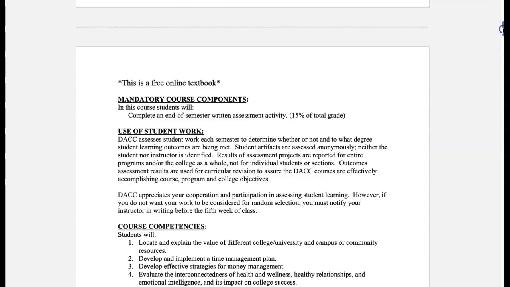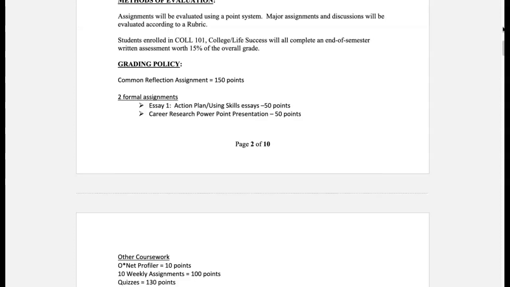One of the things that you want to be aware of is that this does have a mandatory assignment, and this assignment is assigned to all College 101 classes. Basically, you have to write an end of semester reflection, and this is worth 15% of your grade. So in this class, we don't have a final exam, but we do have a final reflection essay assignment. This is information that you can read on your own.